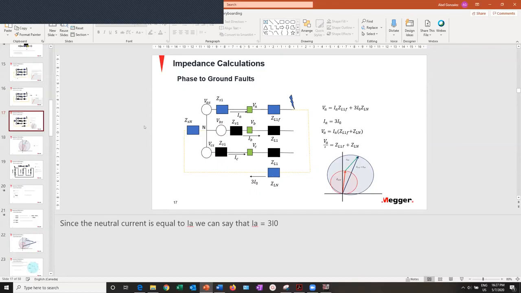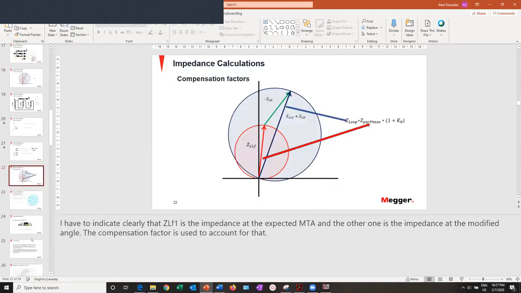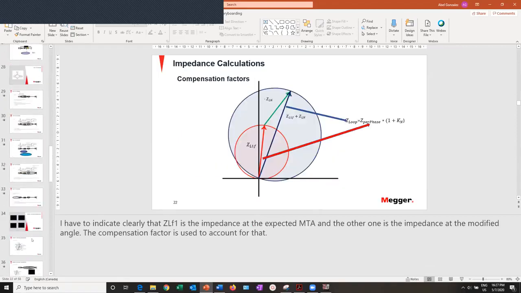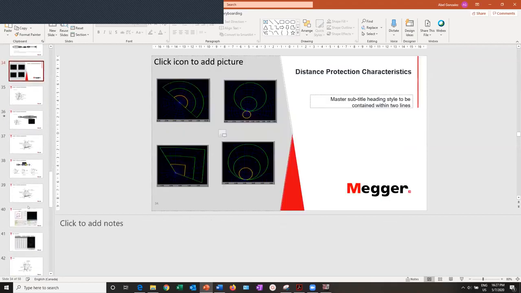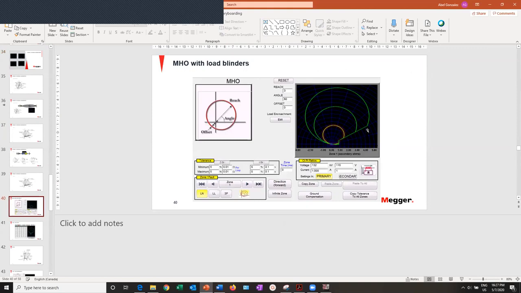Isabel, Mohit, could you please explain load encroachment? Yeah, I think Abel explained it really well in his presentation. Load encroachment, by definition, is the load encroaching into the characteristic. If the load is encroaching into the characteristic, we don't want our distance protection to operate because it's a load condition and not an actual fault.